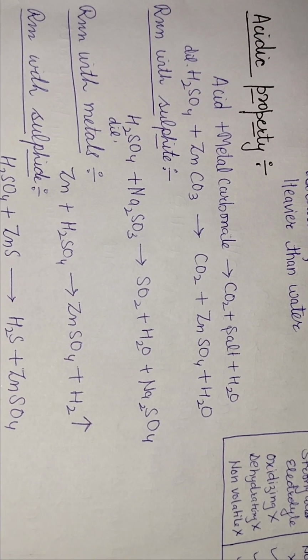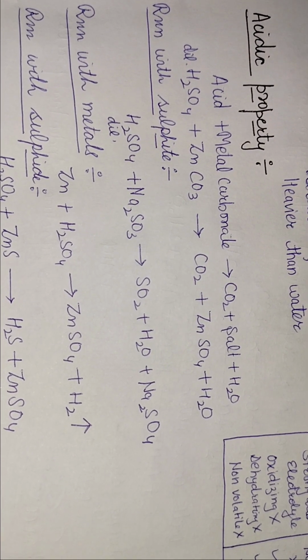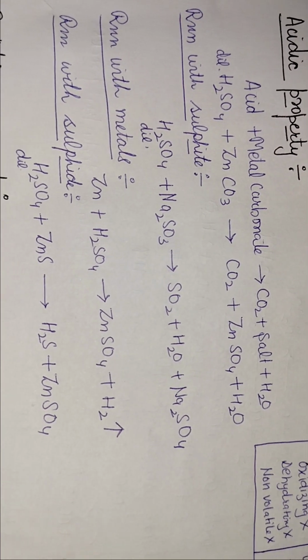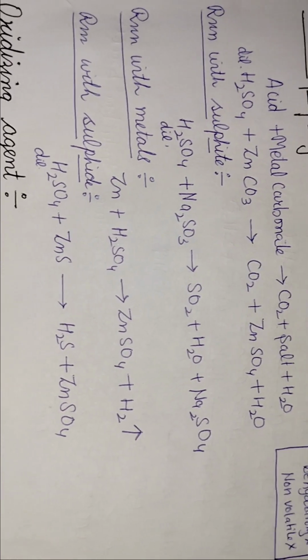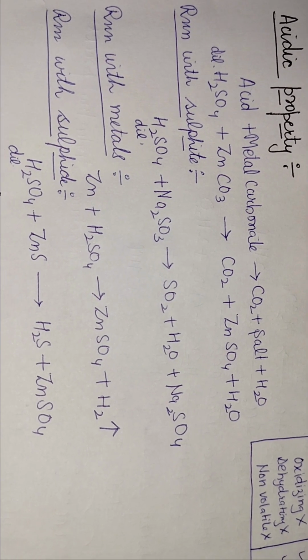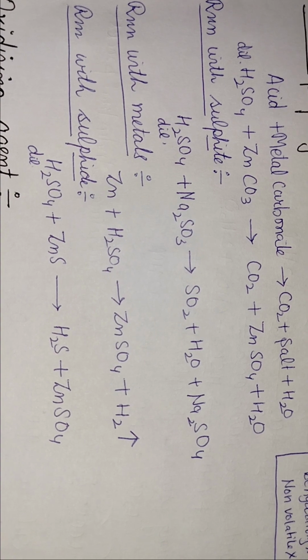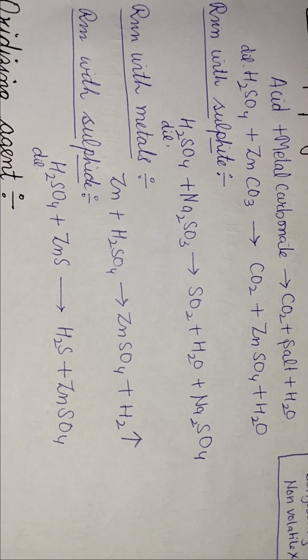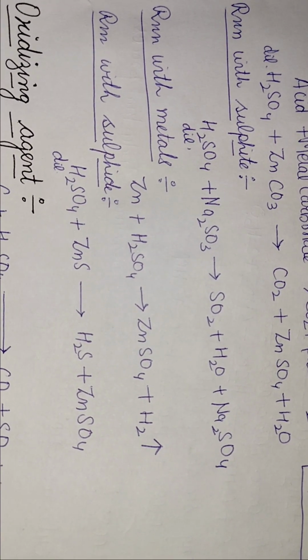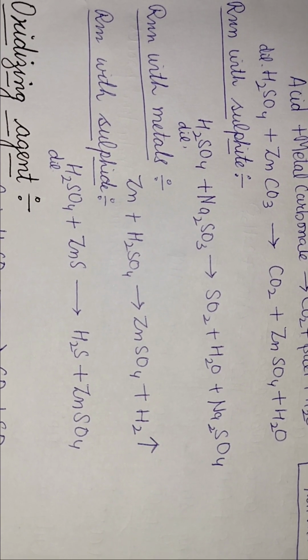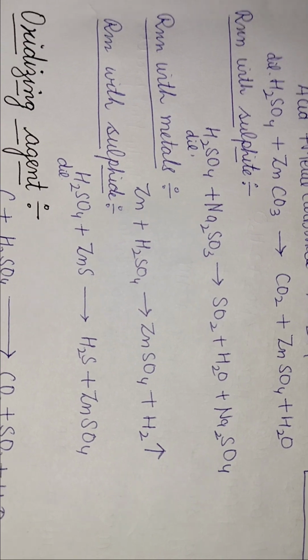Whenever we treat diluted acid with metal carbonate, it will give us carbon dioxide, salt, and water, okay. These all things we have studied in case of HCl. Okay, reaction with sulfite definitely gives you sulfur dioxide with the salt and water. Then reaction with metal, it will give you hydrogen gas. Okay, and in case of sulfide, it will give you H2S gas.